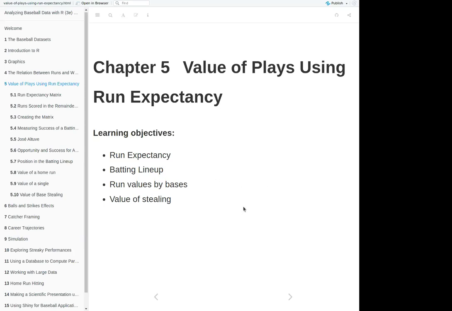So welcome to chapter 5 of Analyzing Baseball with Data. We're talking about value of plays using run expectancy today. I thought this chapter was really interesting. It goes through run expectancy and then talks about batting lineup, run values by bases, and the value of stealing.